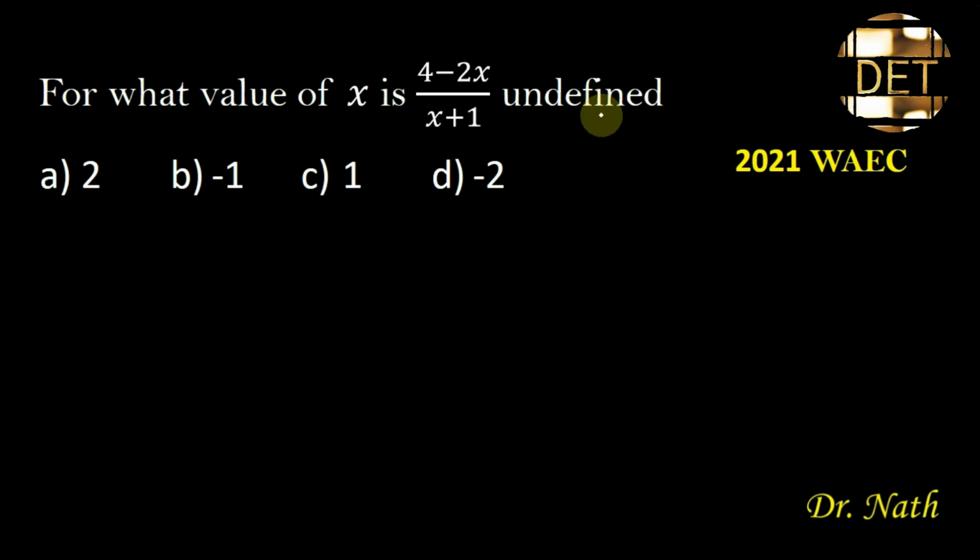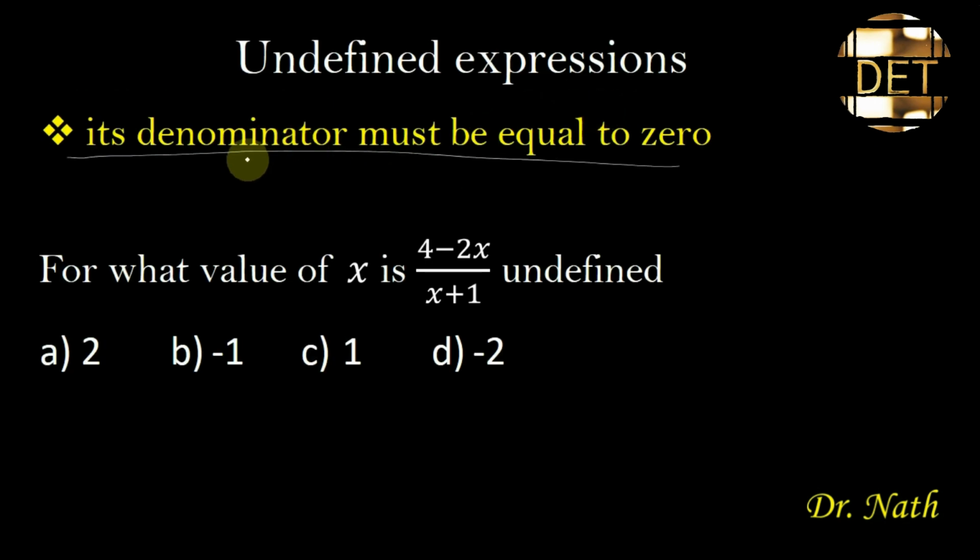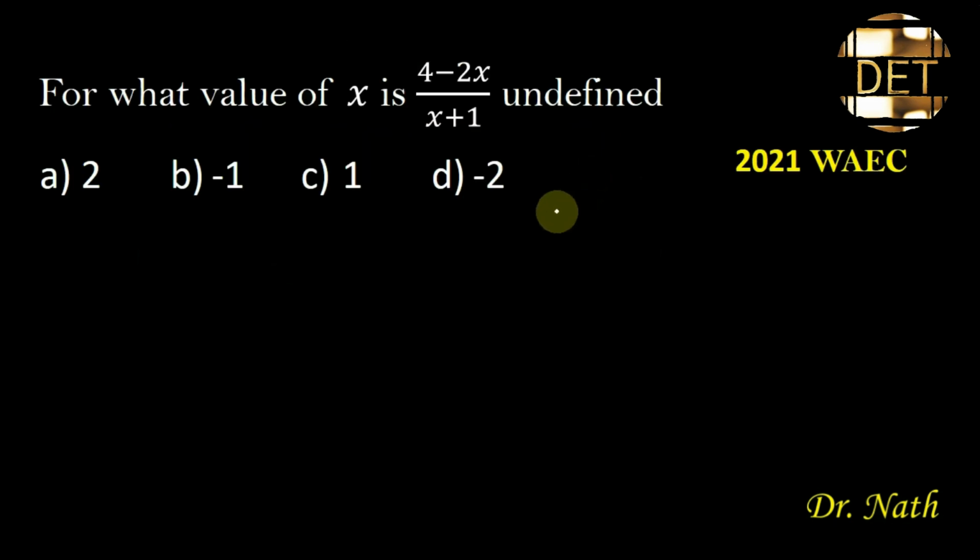Like I said before, for any expression to be undefined in mathematics, its denominator must be equal to 0. The expression is 4 minus 2x all over x plus 1. For it to be undefined, its denominator, x plus 1, must be equal to 0. So if x plus 1 is equal to 0, what will be x?